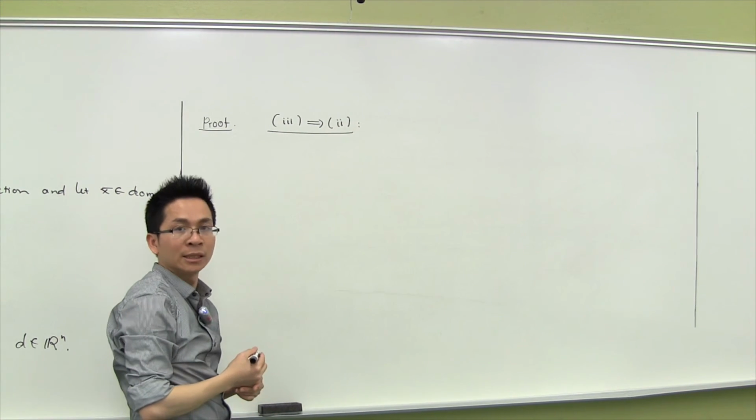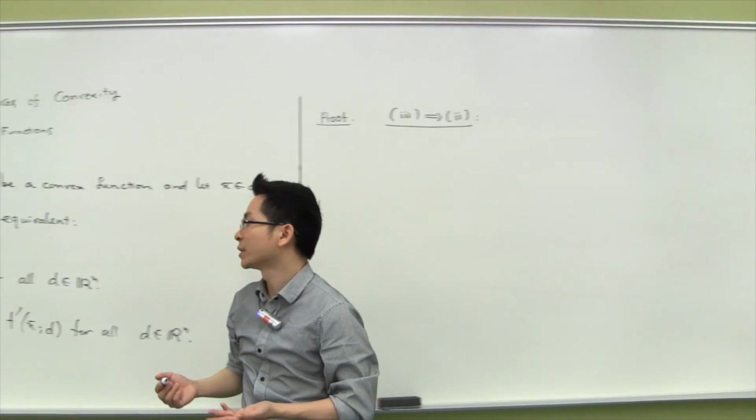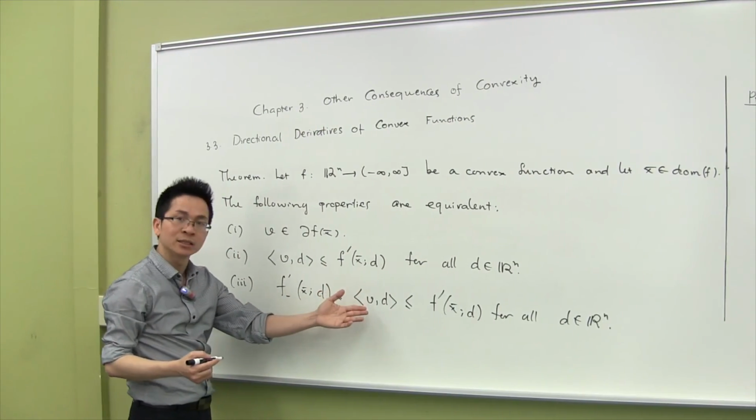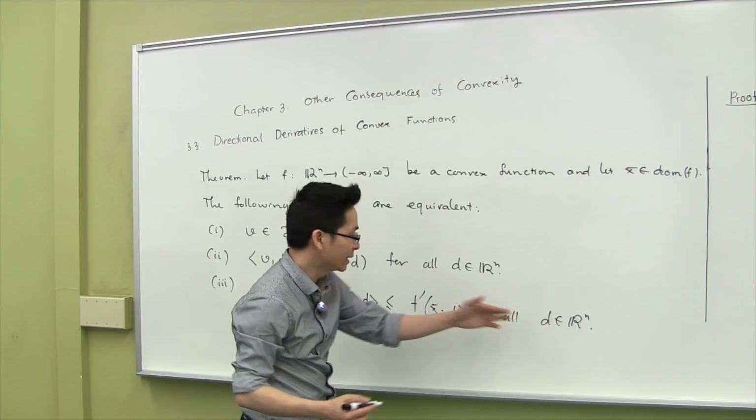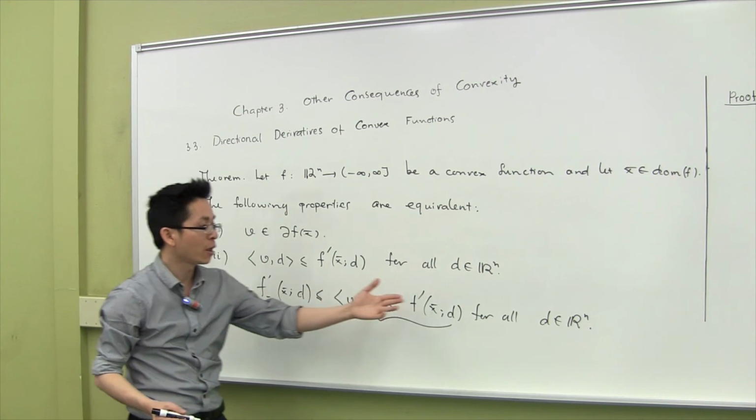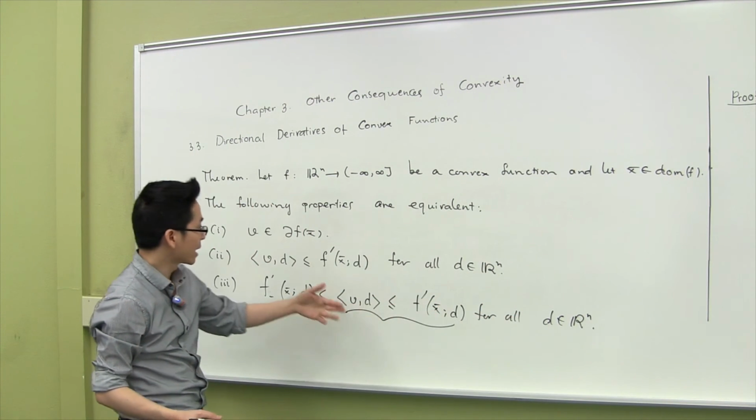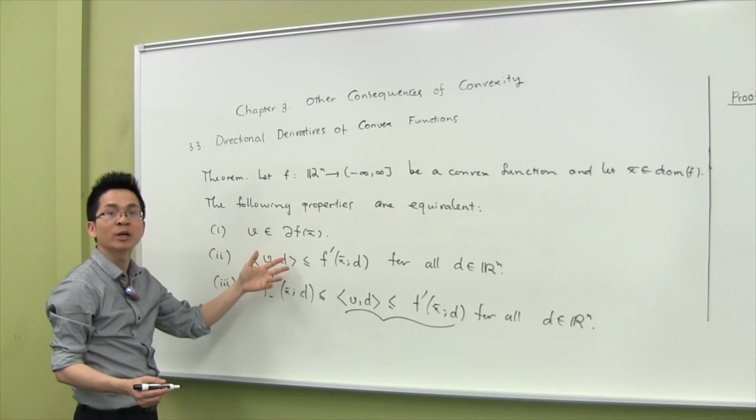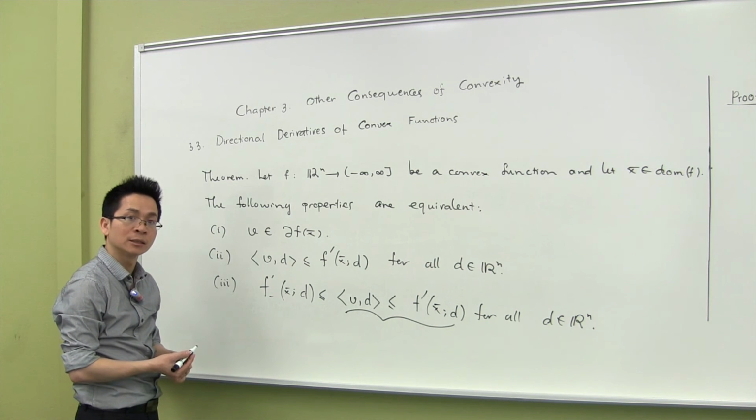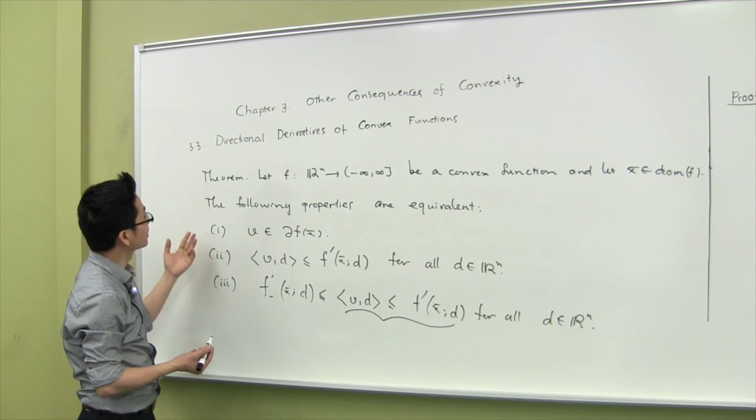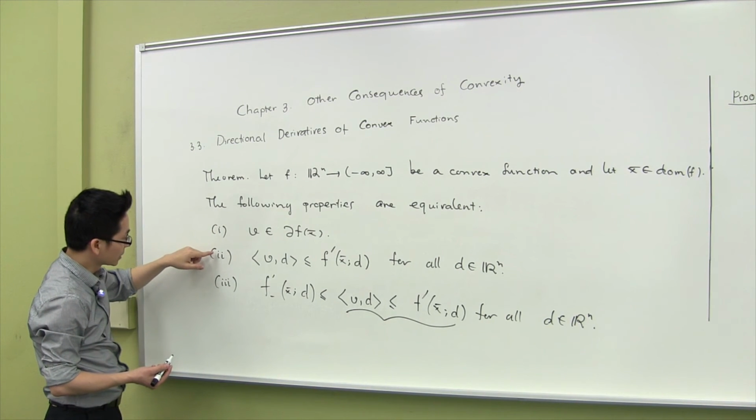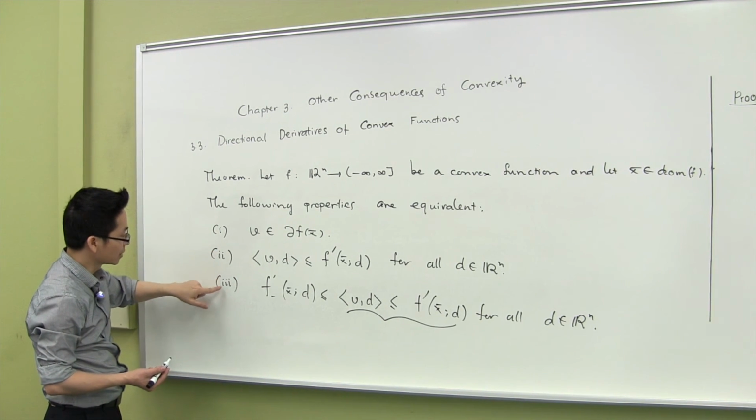This implication is obvious. Now why? Because if we assume that the third property is true for all d in Rn, in particular, the second inequality here is true for all d in Rn, and that is actually the second property. So there is no need of further proof in this situation. Okay, so to complete the proof of the theorem, we only need to prove the implication (ii) implies (iii).